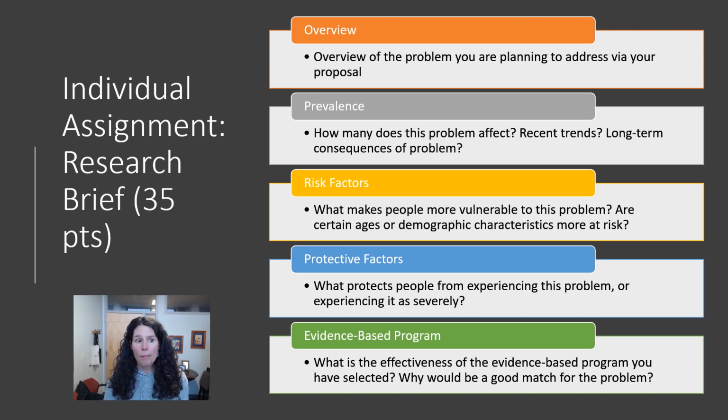Risk factors: what makes people more vulnerable to maltreating children as parents, for example, or to being a child who's experiencing child maltreatment? What are the protective factors? Often things like social support, crisis intervention. And what is the effectiveness of the evidence-based program that you've selected? What does the research say? Where has it been documented to create changes or improvements, and why is it a good match for your program?